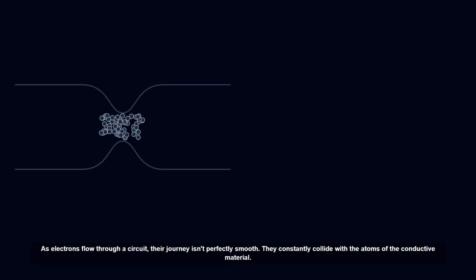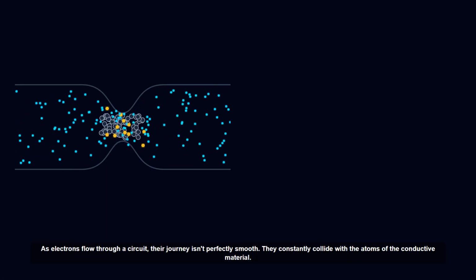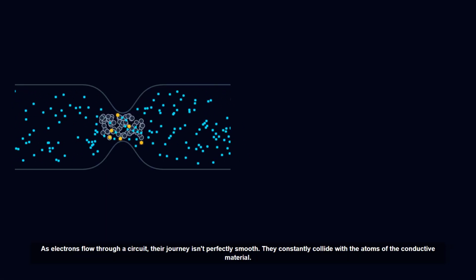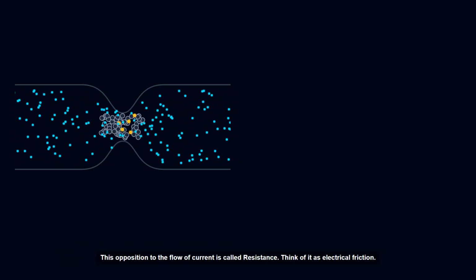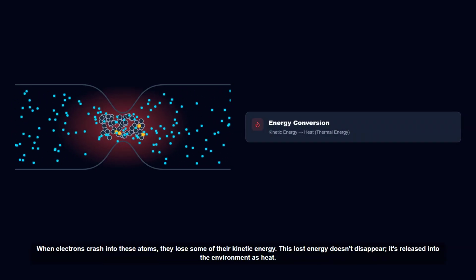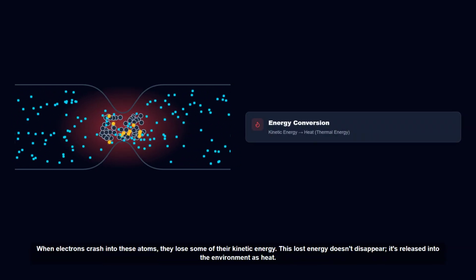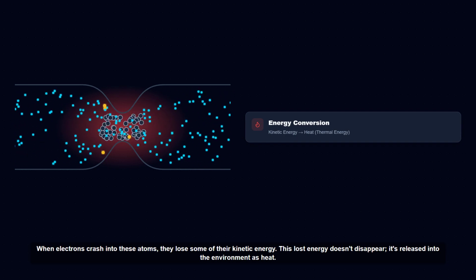As electrons flow through a circuit, their journey isn't perfectly smooth. They constantly collide with the atoms of the conductive material. This opposition to the flow of current is called resistance. Think of it as electrical friction. When electrons crash into these atoms, they lose some of their kinetic energy. This lost energy doesn't disappear. It's released into the environment as heat.